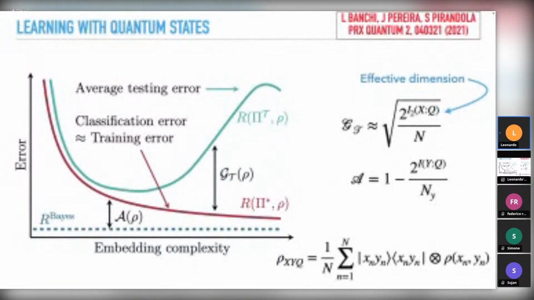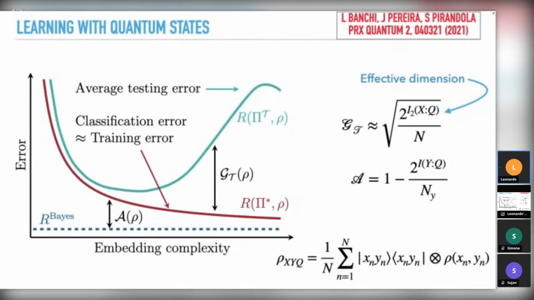So there is an error in the quantum setting that depends on the mutual information between the quantum state space and the classical input, again divided by the number of training data. For us, this is like our effective dimension in the quantum case. So we want a number of training data which is much bigger than this, to be sure that the model converges. This is an upper bound, so maybe less is enough, but not the other way around.